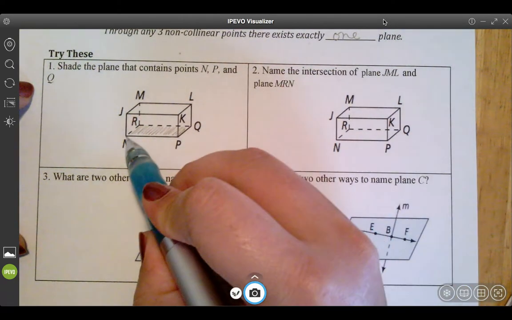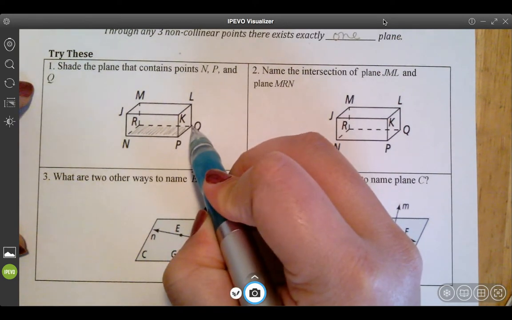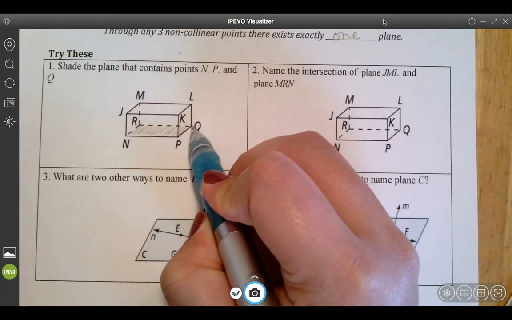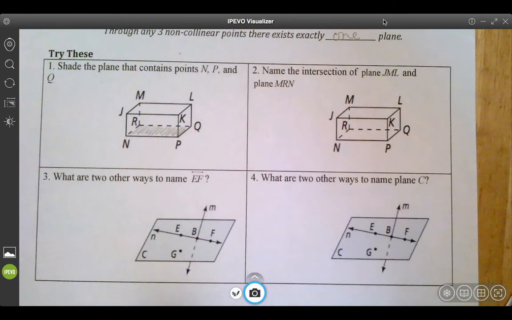So hopefully you found points N, P, and Q. What plane goes through all of those? What do all 3 of those corners touch? They all touch the bottom of the box. So that is plane NPQ. Okay, go ahead and try these other 3. We'll go over them together.